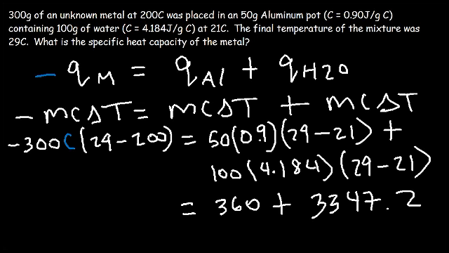Now for the left side, 29 minus 200, that's negative 171. Let's multiply that by negative 300. So this is going to be 51,300 times the specific heat capacity.